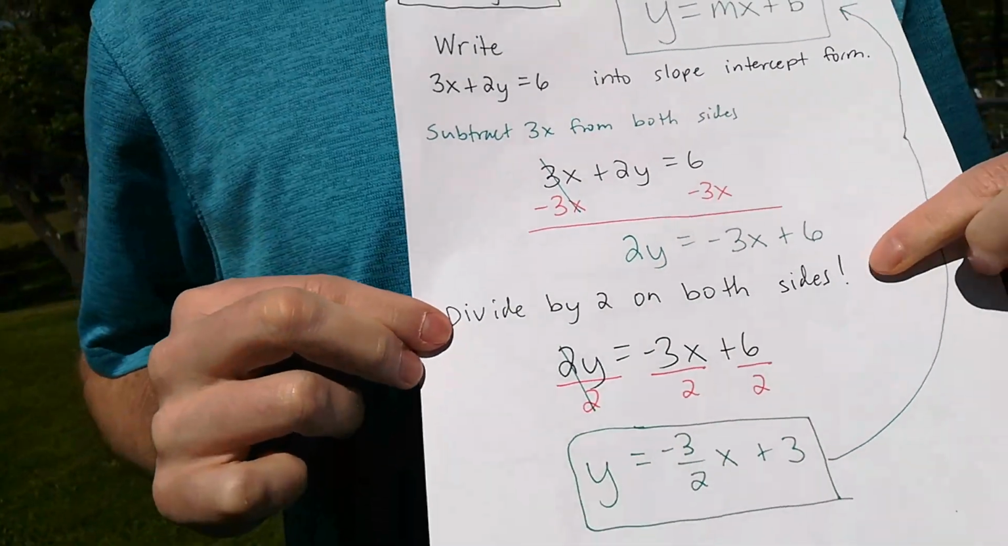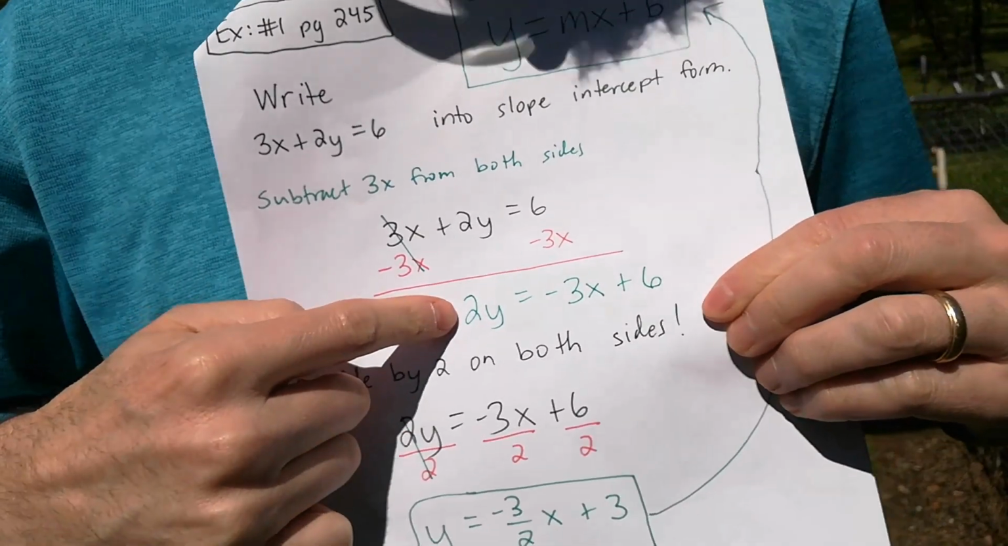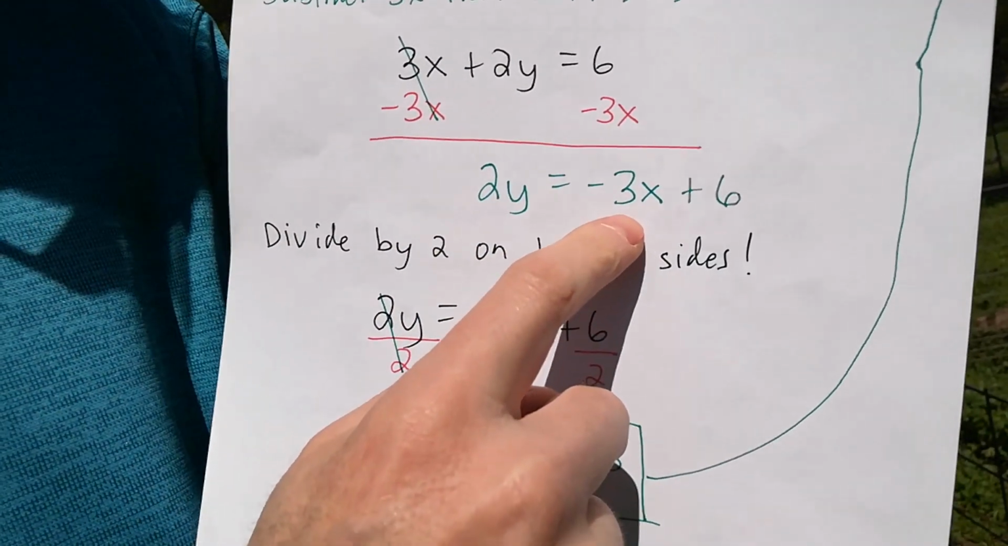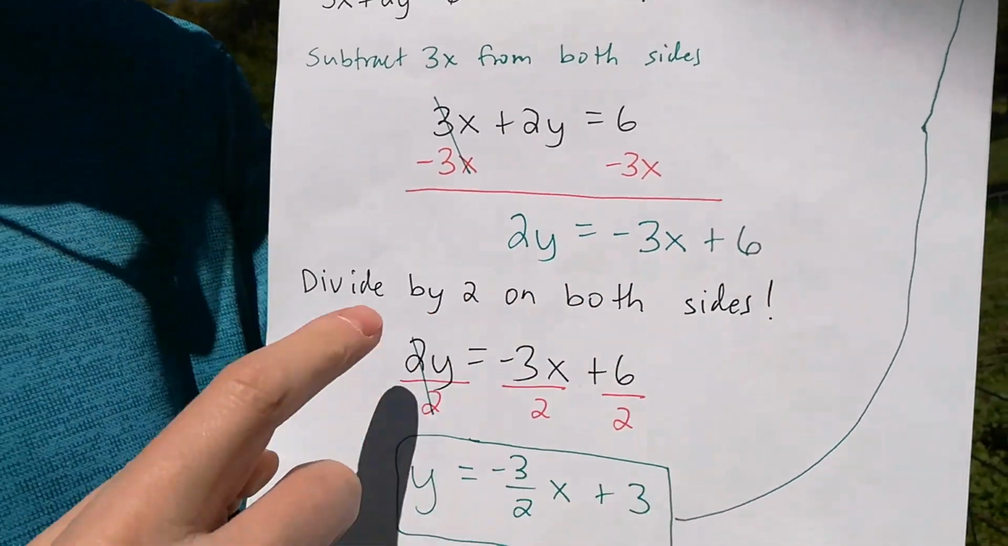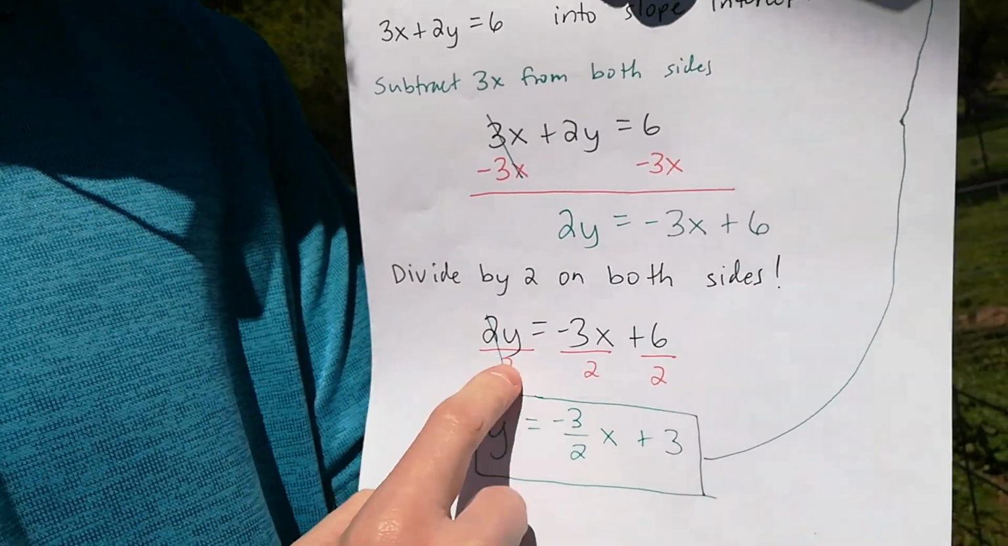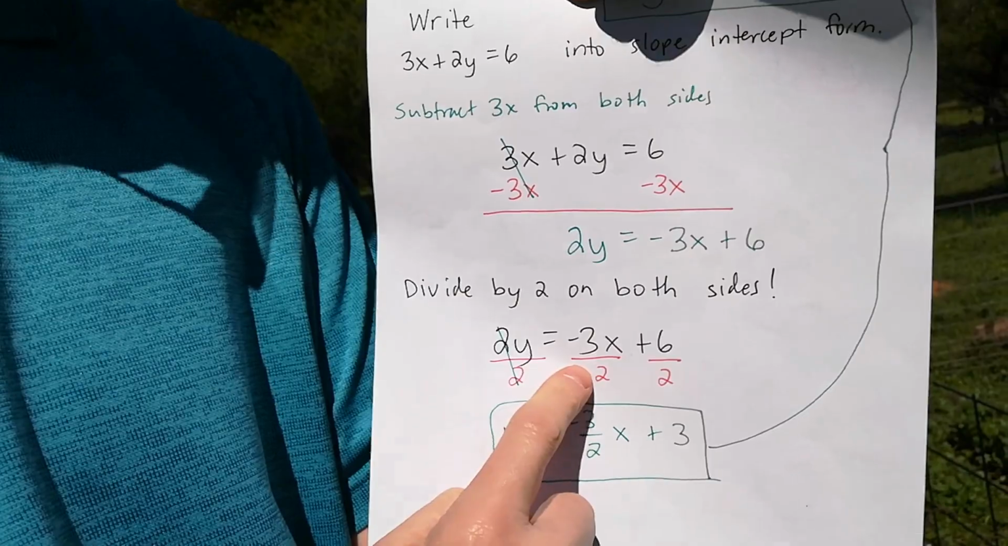Then I have to get the y by itself, so I have to get rid of the 2. How are we going to get rid of the 2? We're going to divide by 2. So we divide by 2 here, here, and here. When we divide by 2 on both sides, this goes away. That's negative 3/2 x, and that's 3. And then it's in slope-intercept form.